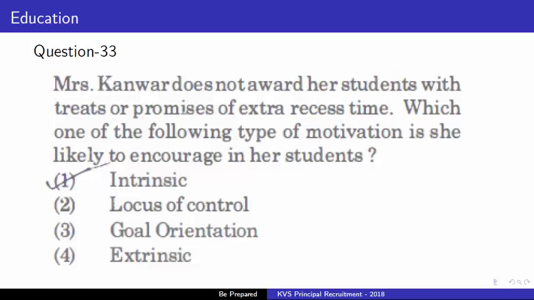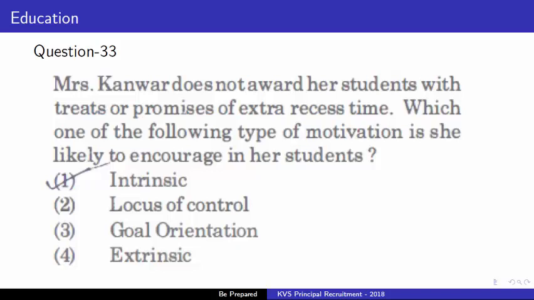Here some words used in these options are intrinsic, locus of control, goal orientation and extrinsic motivation. I will explain that a little. What is intrinsic motivation? Intrinsic motivation is the act of doing something without any obvious external rewards. We do it because it is enjoyable and interesting. Let's take an example. When someone decides to eat ice cream, typically their motivation is to enjoy the pleasure of eating ice cream. They are not doing it for any external rewards. So this is intrinsic motivation.